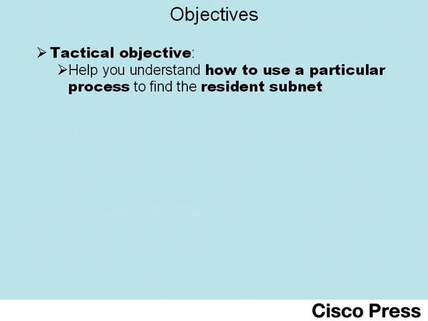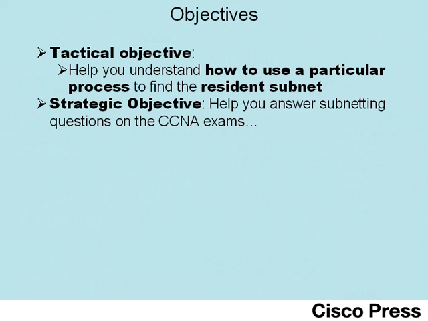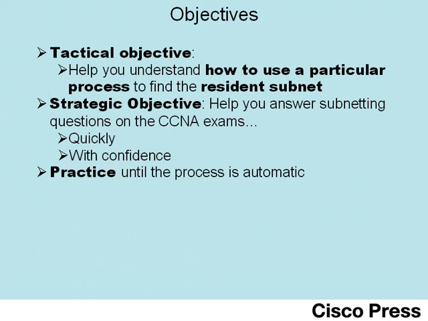This video has the same tactical and strategic objective as does the first video. In particular, the tactical objective is to help you learn how to use a particular process, as shown in the books, to find the resident subnet for a given IP address and mask. Strategically, this video and the others are designed to help you learn how to subnet quickly and with confidence so you'll be ready for the exams.